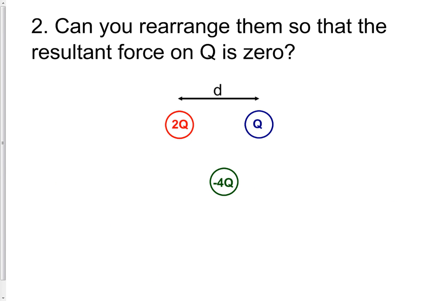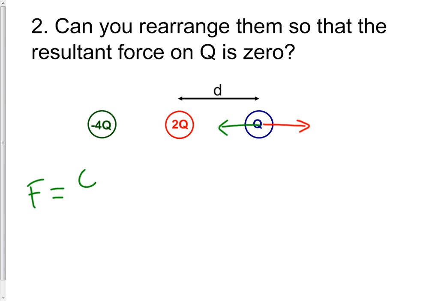What about this one? Can we rearrange them so that the resultant force on Q is 0? And in particular, it was, can you move the green one so that the resultant force on the blue one is 0? Well, the red one is repelling it, so in order to counteract that, we need the green one to attract it by exactly the same amount in the opposite direction. So we need the green one to be somewhere over here. Okay, so if you've got the green one somewhere to the left, then that's all right by me. However, if you want to know exactly where to put it on the left, then we better have a think.